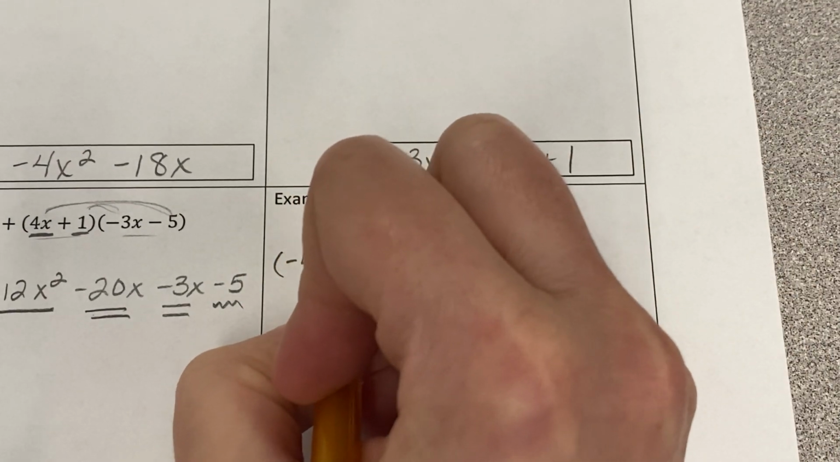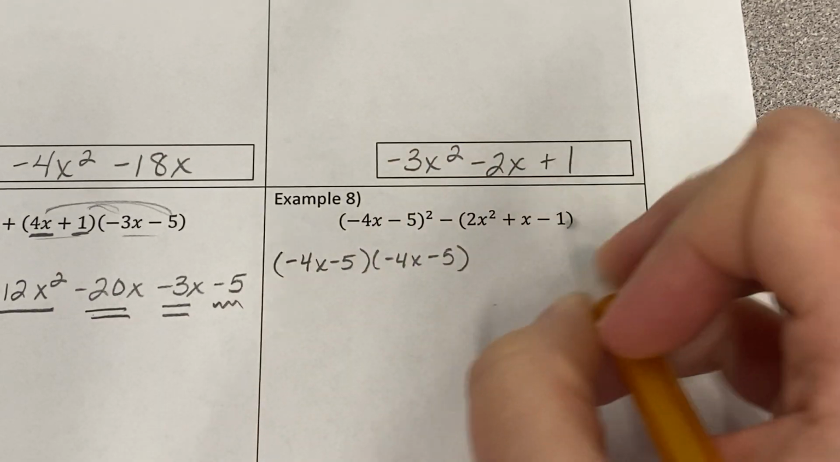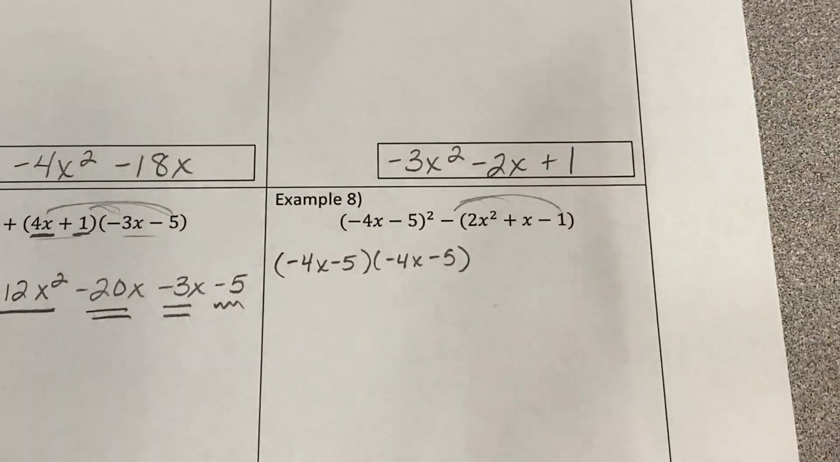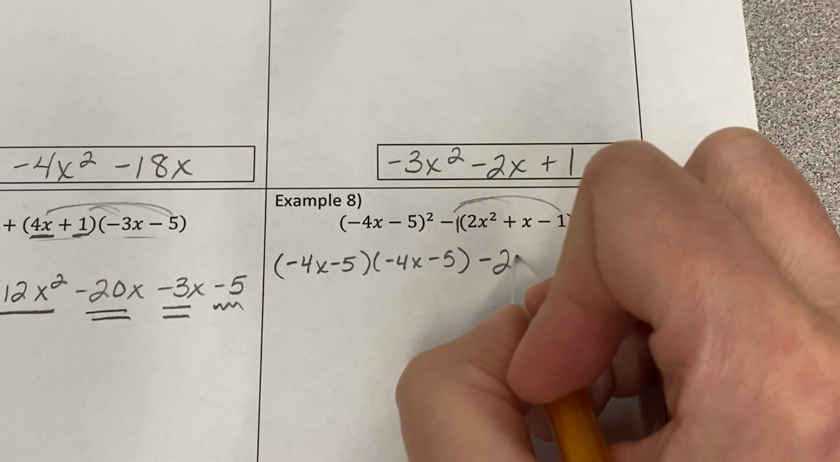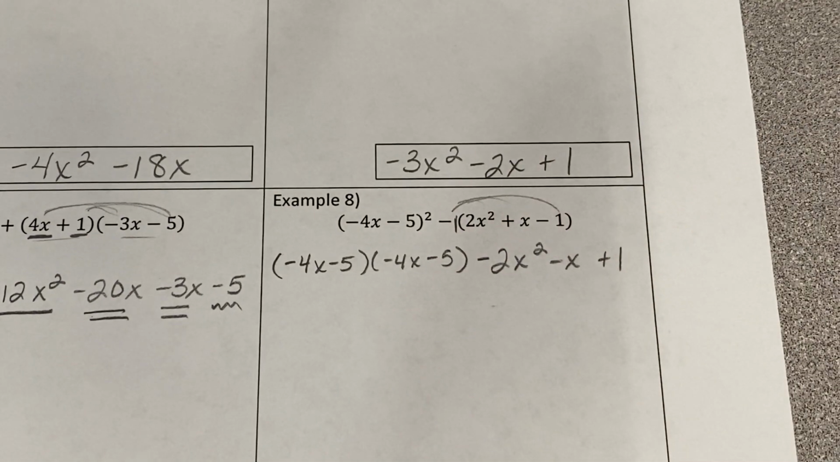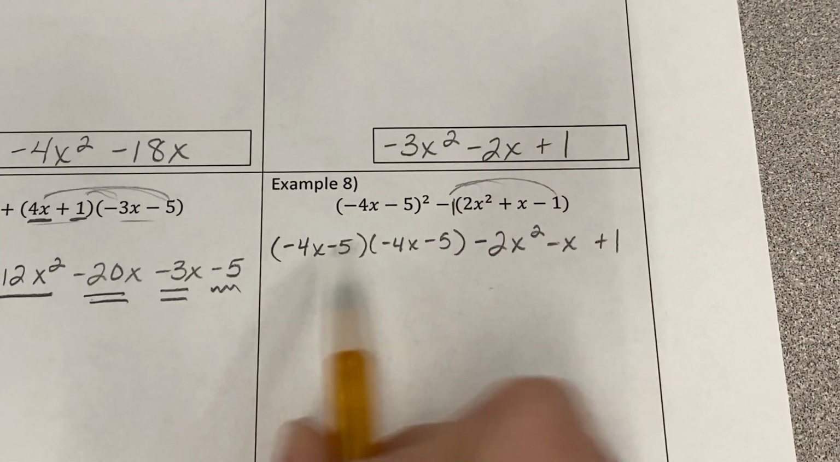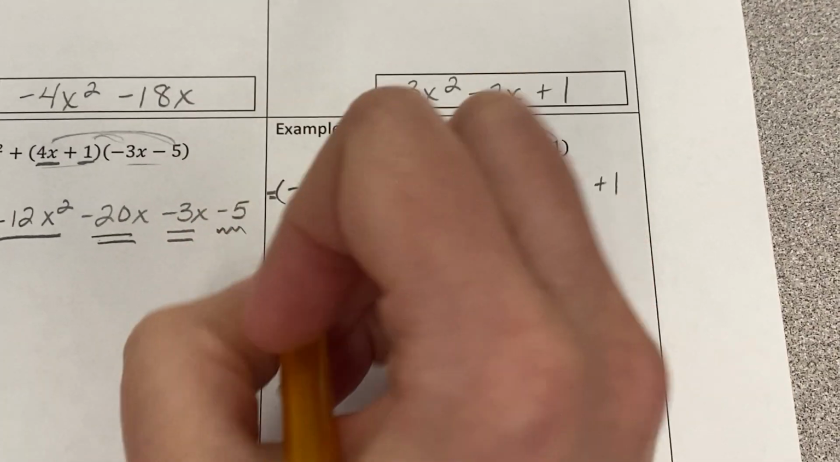Negative 4x minus 5 times negative 4x minus 5. Why don't we distribute this negative right away? So there's negative 1 and we're distributing. So negative 2x squared minus x plus 1. Okay, and let's take care of this. I should put an equal sign there.